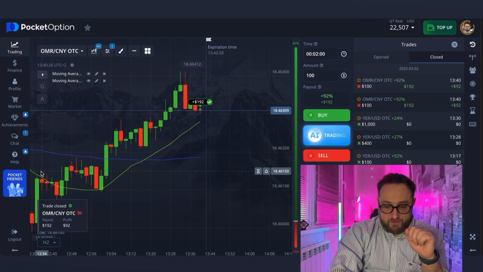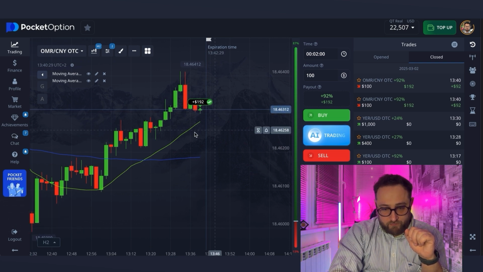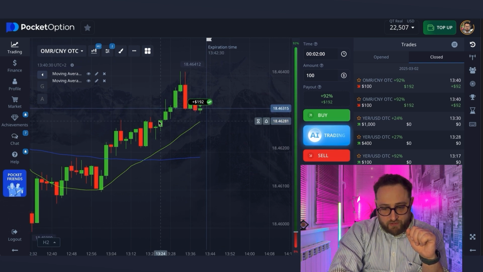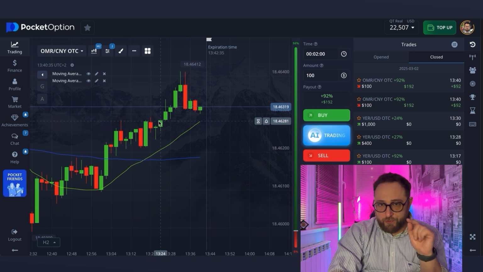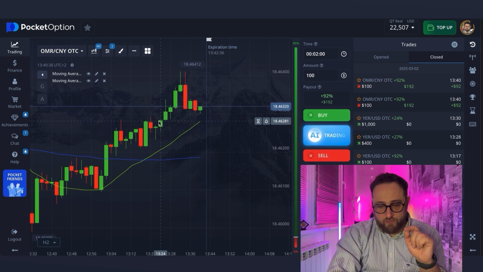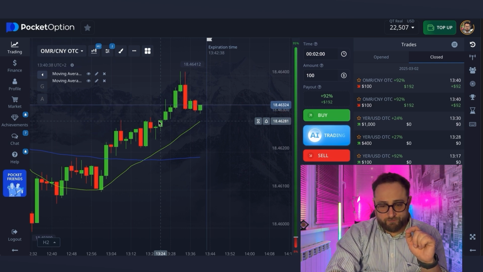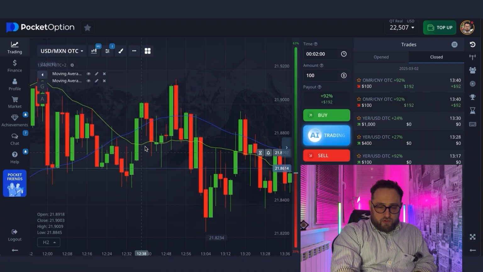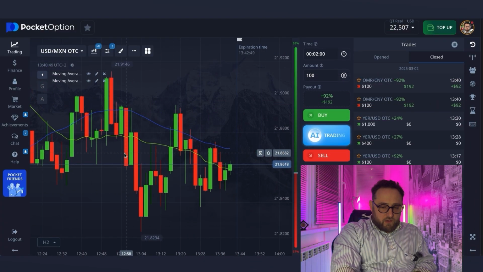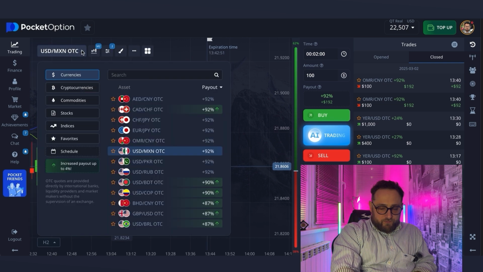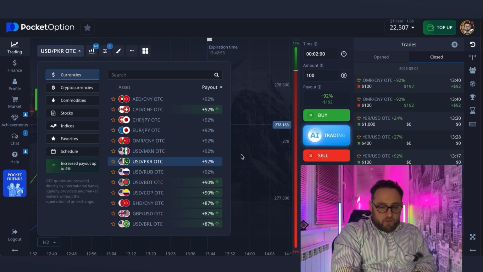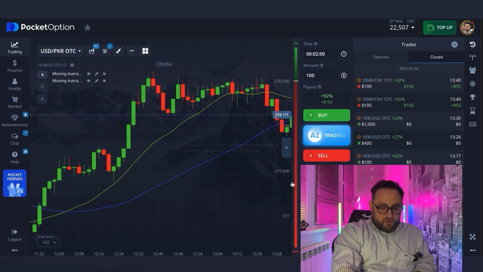And there it is, guys. You see, both trades closed in profit. The strategy worked, but we will test more. This is important. Now let's look for another pair to reinforce what we've learned. Finding a good crossover takes time, so never rush your trades.